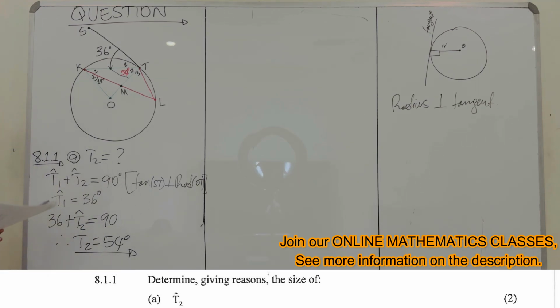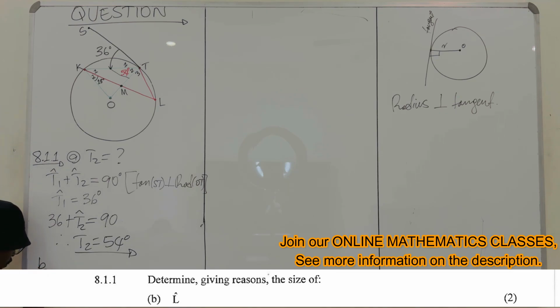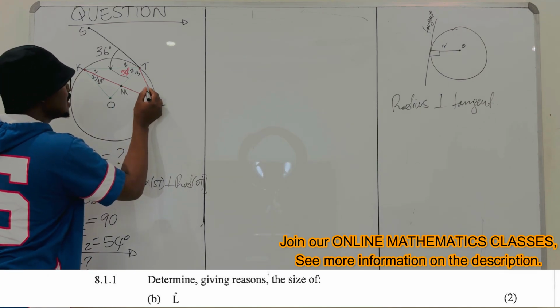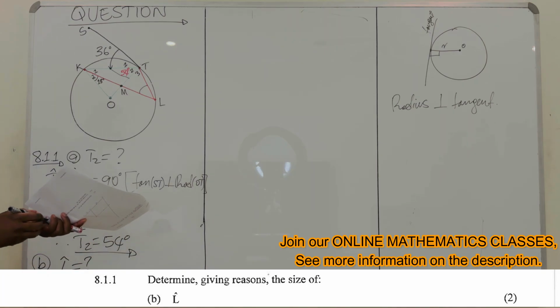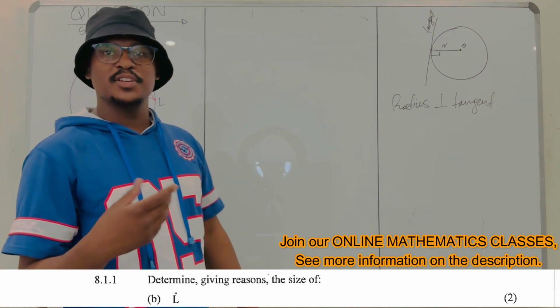Let's go to B. What do they want at B? They want you to find angle L. Where is angle L? Angle L is this angle over here, right? No problem. So, in order to find angle L, you also need to know your tangents.